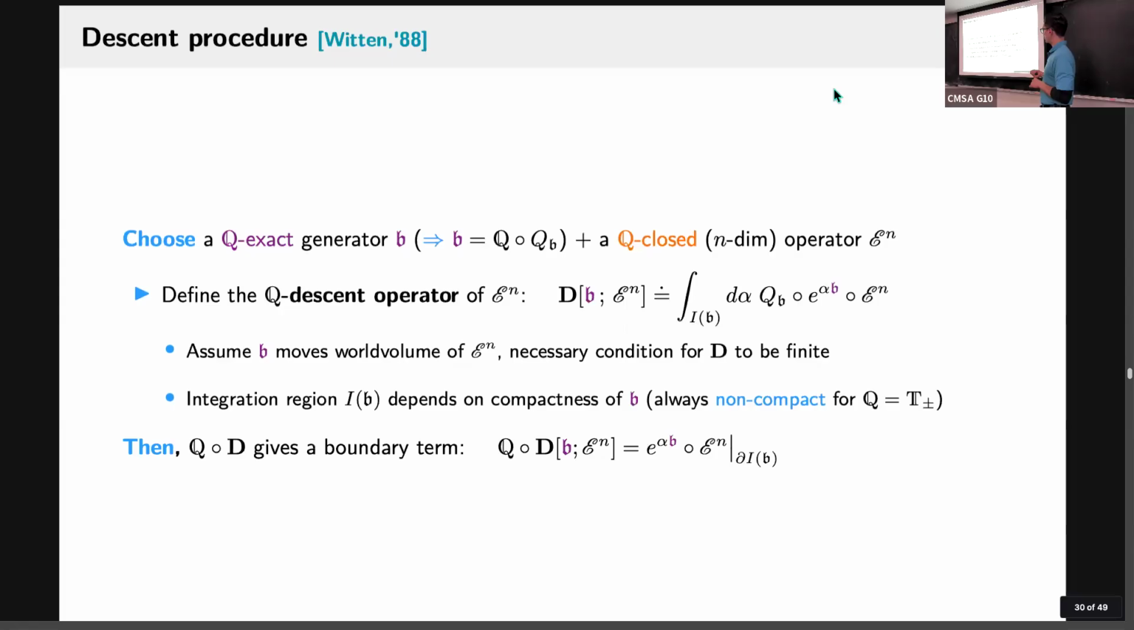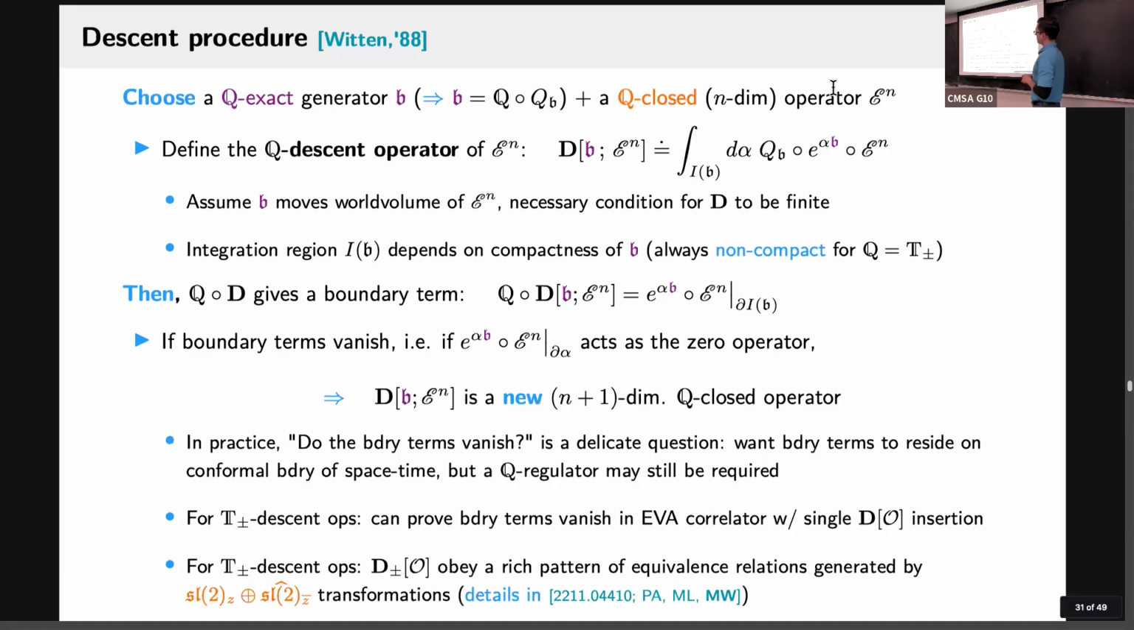Okay, and so then given this definition of the Q descent operator, if we act on it with Q, it just takes a little algebra using all the facts that I just previously mentioned to show that you get the following boundary term, which just says take my T closed or Q closed operator E, I act on it with this B group element, and I evaluate it on the boundary of this integration region. And if these boundary terms vanish, by which I mean if this boundary term is actually acting like the zero operator when I insert it into correlators, then that means that the descent operator is a new Q closed operator that's n plus one dimensional relative to the dimension of E.